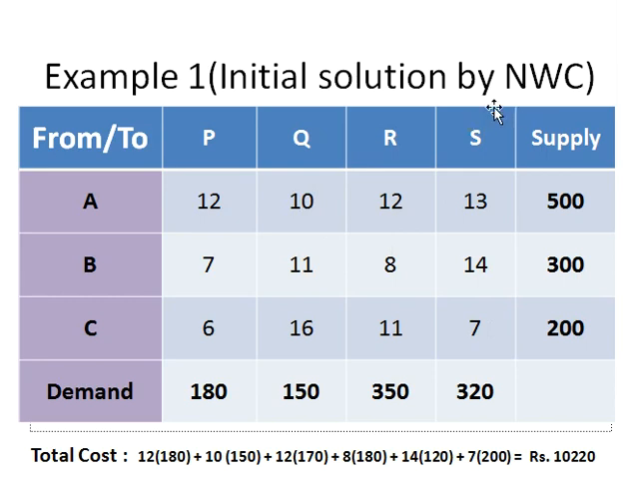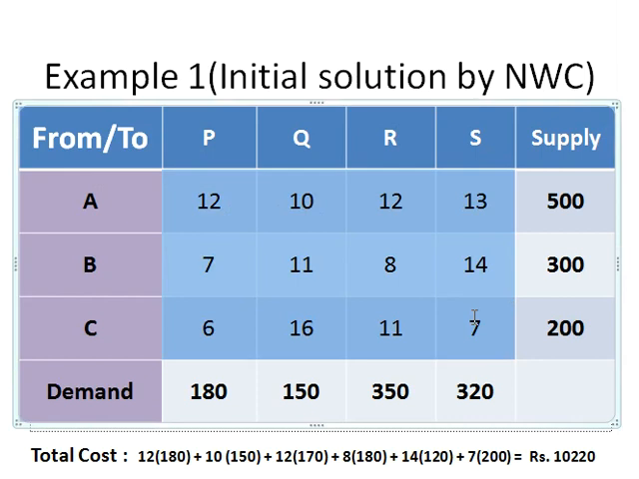As the name suggests, we have to start allocation from the northwest corner. In this table, as you can see, all these values are transportation costs. Say, to transport one unit from plant A to P, we require 12 rupees per unit. So these indicate the transportation cost per unit. As per the map, this corner is northwest, so we'll start allocation here.